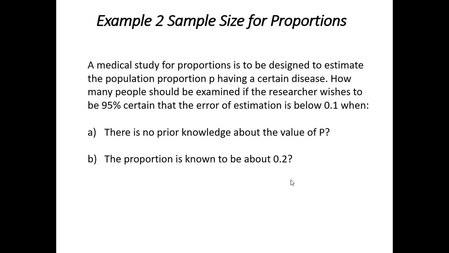In the second example, we look for sample sizes for proportions. So the idea is, let's say we have a medical study for proportions that is to be designed to estimate the population proportion p having a certain disease. How many people should be examined if the researcher wishes to be 95% certain that the error of estimate is below 0.1? Okay. In case A, we assume we have no prior knowledge about the value of p, and in case B, we're given that we have an estimate, the proportion is known to be about 0.2.